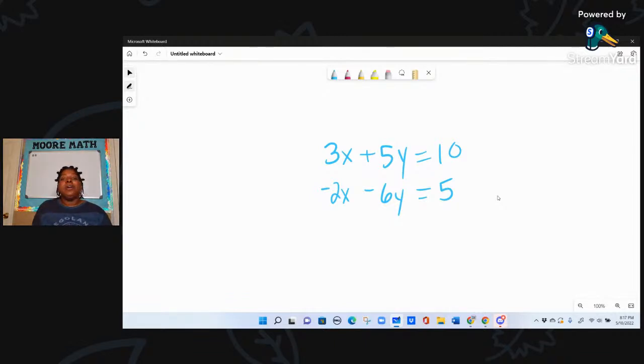All right. So first things first, you have 2 options. The option that most students like is the elimination method. Okay.